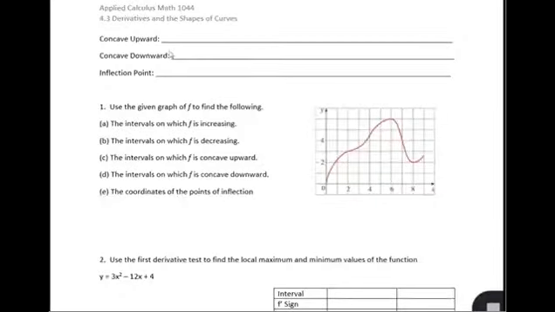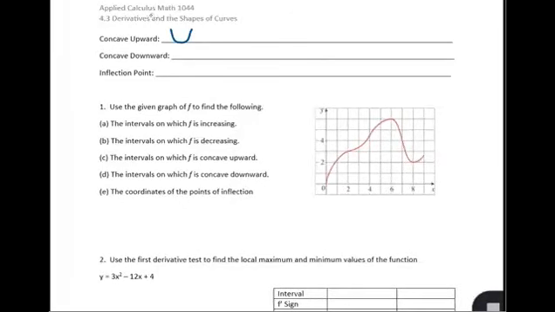This is the first part of a four-part series where we're going to look at derivatives and the shapes of curves. So we're going to start by defining some shapes. The first one is something we've talked about before, and that is when a curve is concave up. As a reminder, concave up looks like this. We said it looks like a U shape, that happy face shape, and this is concave up.